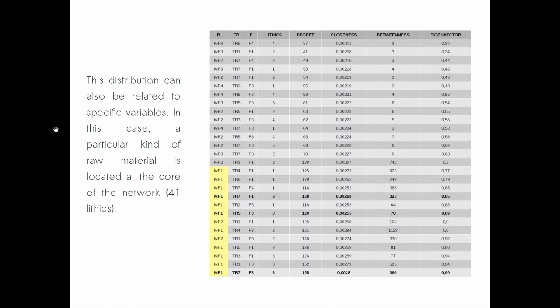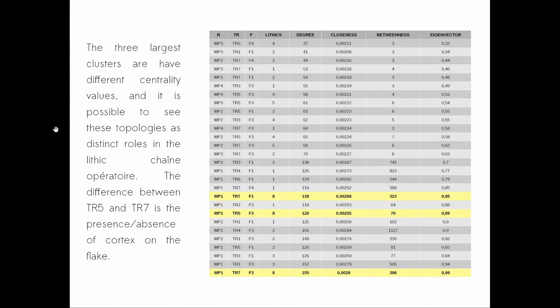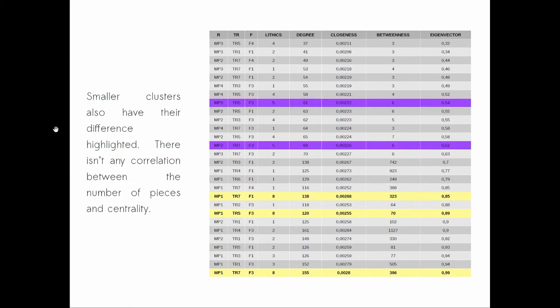We also see that the core is mainly characterized by this kind of raw material. It amounts to 41 pieces, roughly half of our collection. And we also see that despite having the same number of objects, these three clusters can be distinguished one from the others. The main difference between them is transformation 5, transformation 7, which is the presence or the absence of cortex in the flake. We also have the same differences in the periphery.